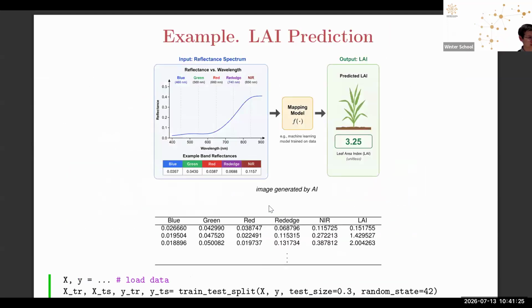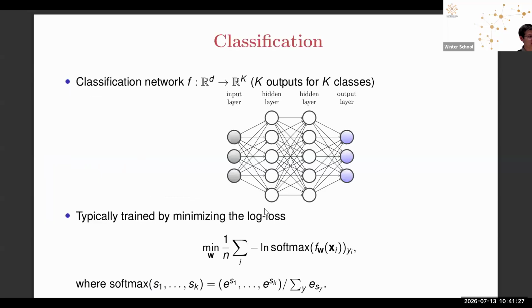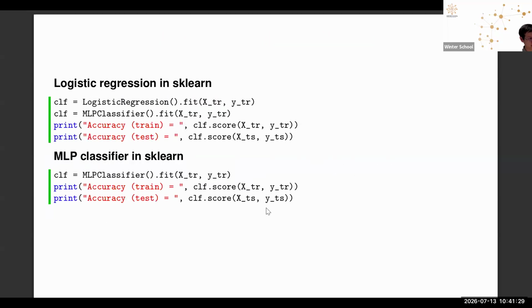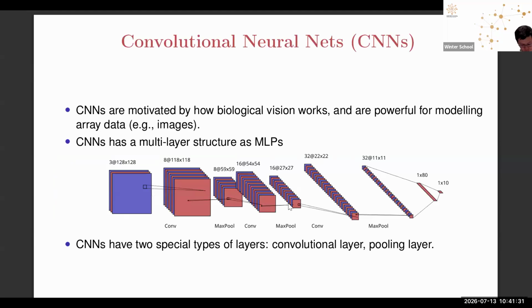Okay, now let's move on to... So basically, I've already covered the most important messages that I want to say. I just want to briefly mention two more architectures that people often use. These are convolutional neural nets and recurrent neural nets.